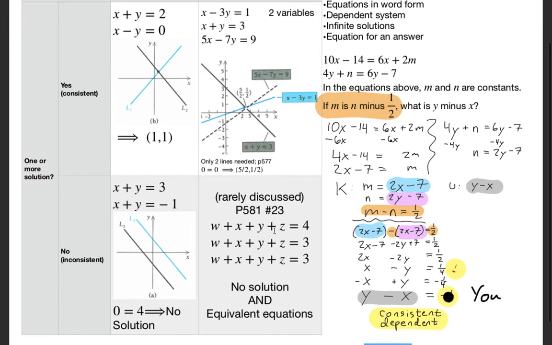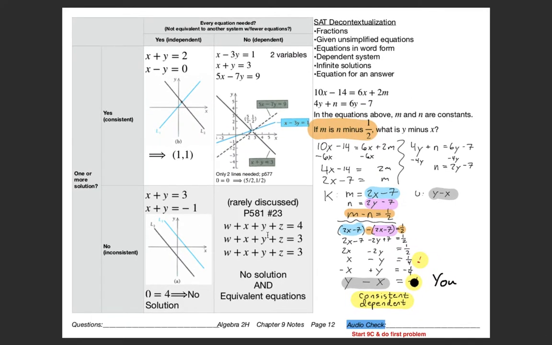This 4th case is really very rarely discussed, and I had to really look for it. But if you check out the problem set, page 581, number 23, we get the double no. Is there one or more solution? No. Is every equation needed? No. And let me tell you why.